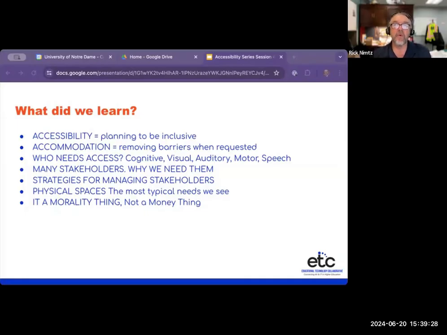And more people than not, more disabilities are invisible than are visible. And there are a lot of stakeholders. Willie talked about those, why we need them, how we can include them, and importantly, how we can talk to them. That goes along with the strategies for managing them. And Sarah brought out the physical space, which is something that a lot of us think about when we talk about having accommodation. And one big thing was the morality thing.